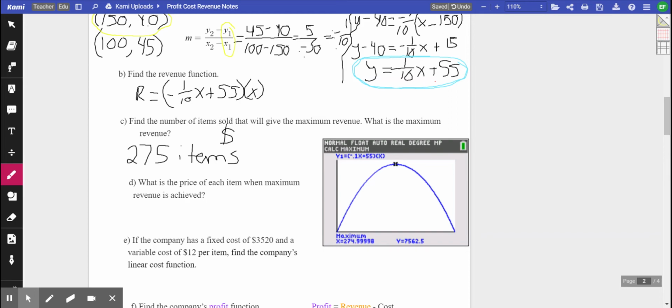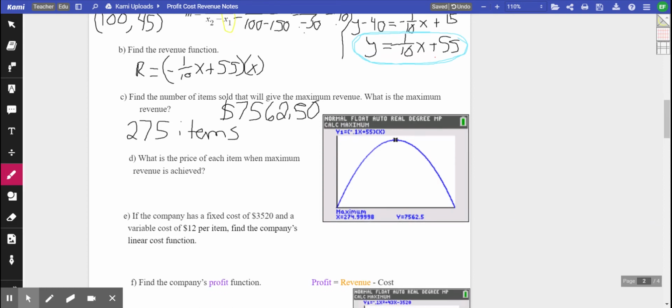it looks like $7,562.50. Okay, so 275 items sold will maximize our revenue at $7,562.50. So let's go a step further now. I'm going to go a little bit more in depth into this problem than we did in the prior one. We want to know what's the price at which each item is sold when maximum value is achieved.